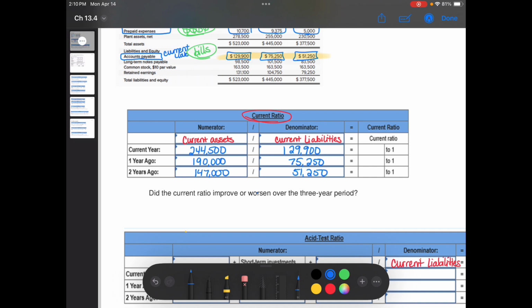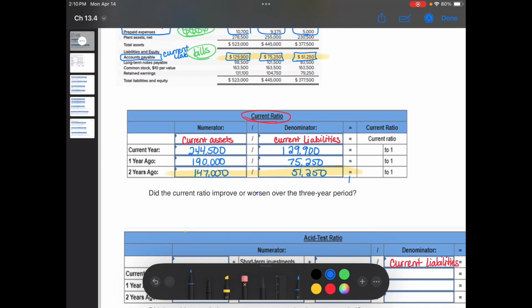And now what you're going to do in your calculator is just divide them. So let's start with 2 years ago, this line right here. We're going to take the $147,000 and divide that by $51,250. In your calculator, the answer that you'll get is 2.86829, and it keeps going.